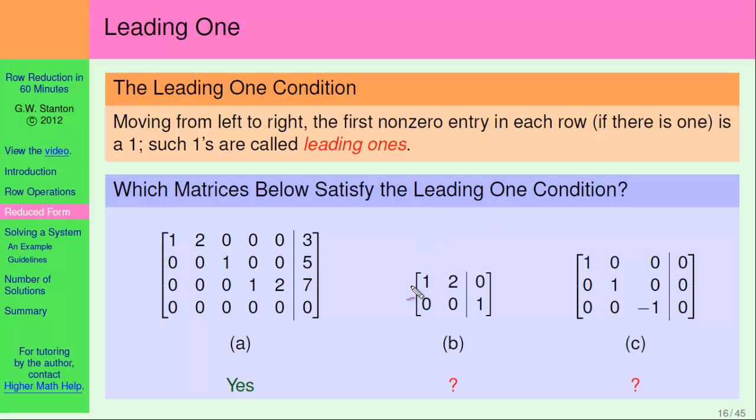Next matrix. First row, the first entry that's not 0 is here, and in the second row, it's here, and they're both 1s. So this matrix is okay. And what about the third matrix? Our leading non-zero entries are here, here, and here. But this third entry, it's a negative 1, which is bad. We don't want negative 1. Okay, so just remember it has to be a positive 1. And the matrix in part C then does not satisfy the leading one condition.